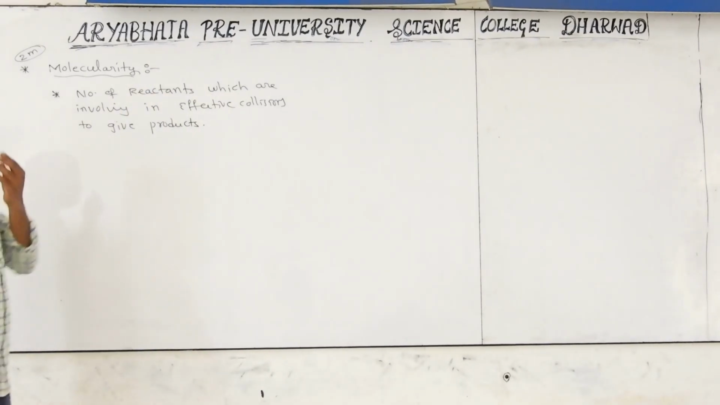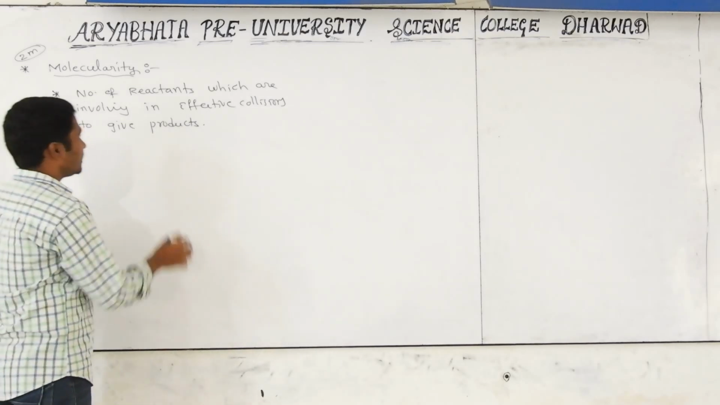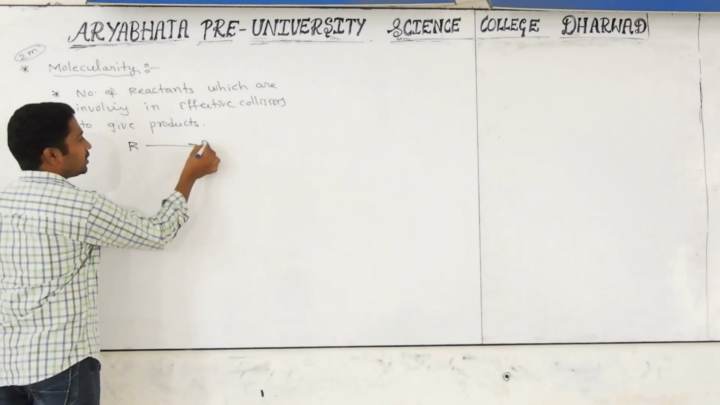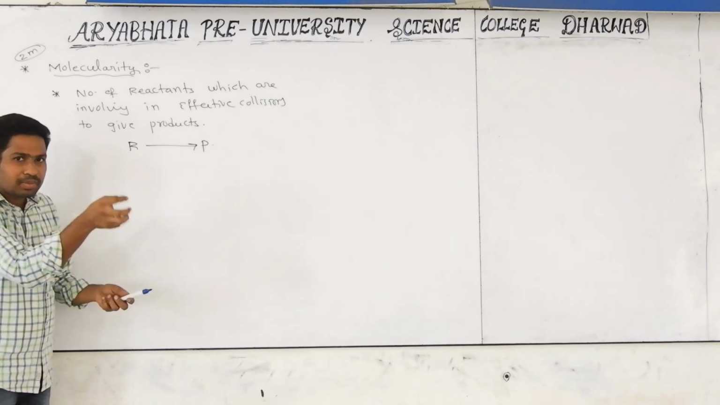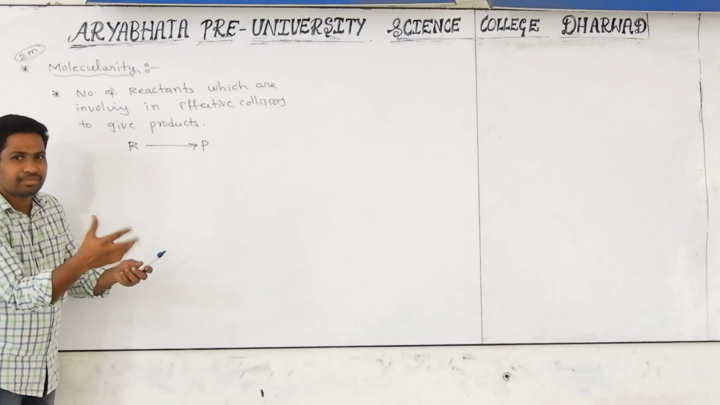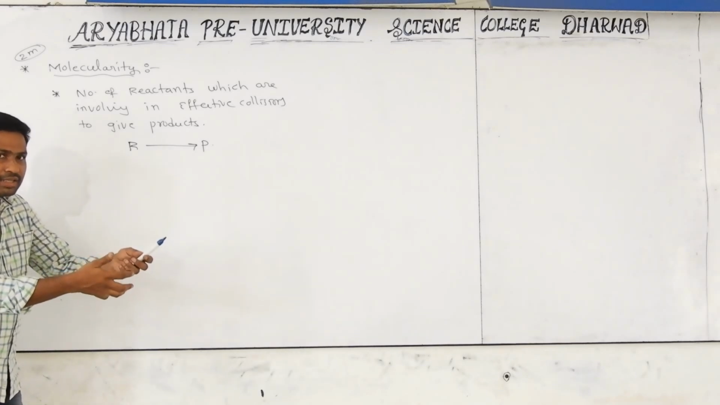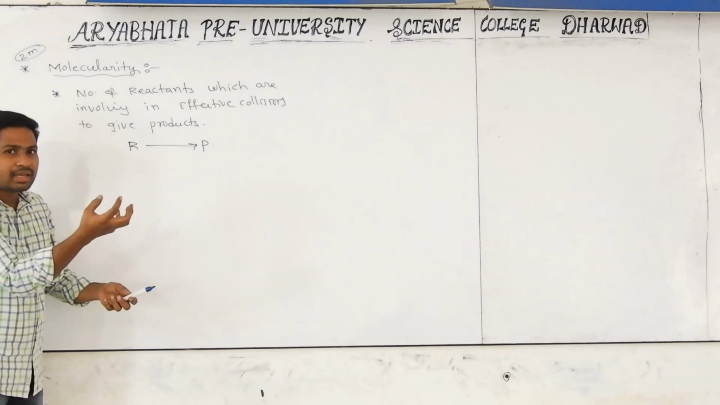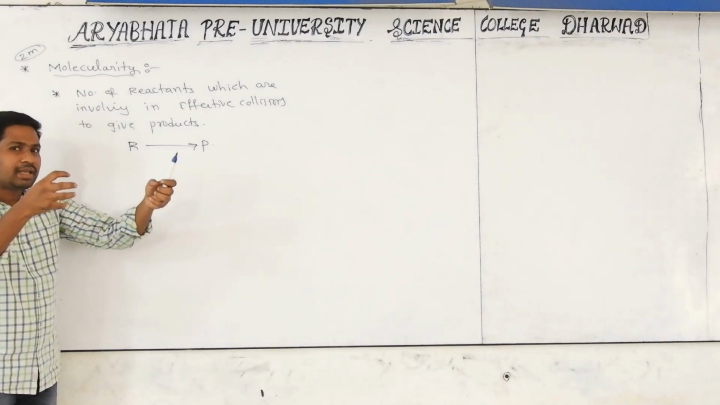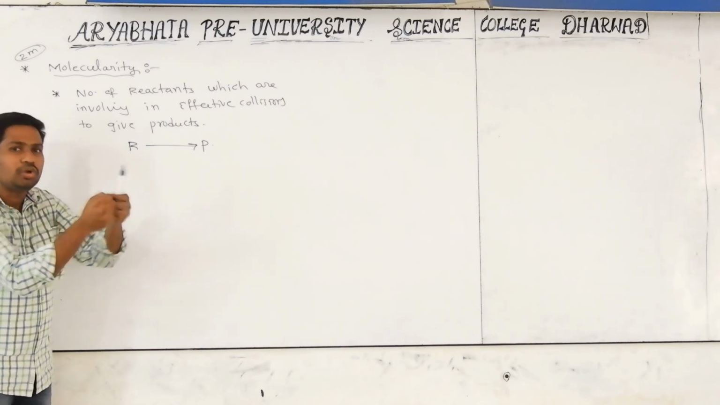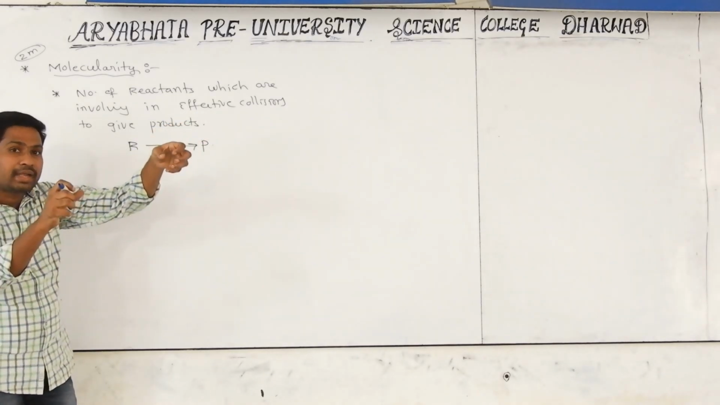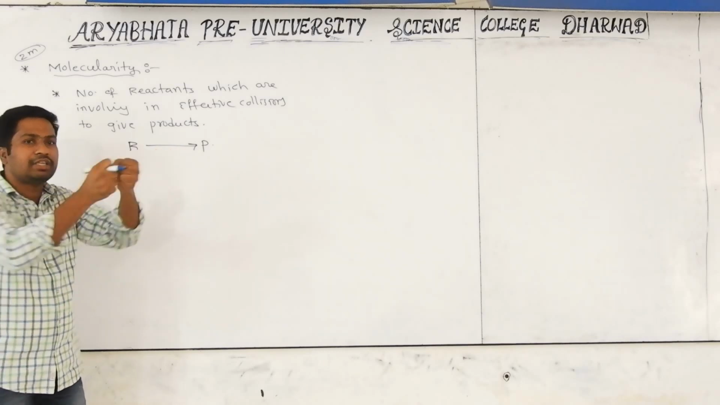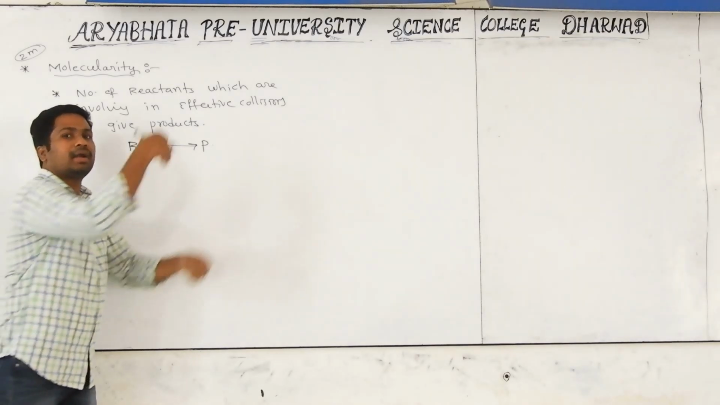What is the meaning of molecularity? The number of reactants which are involved in the effective collisions to give the products. Only one question I am asking: how are reactants converting into products? The reactants will have sufficient energy, no problem. Otherwise, they absorb energy by heating or different factors. By supplying energy, what happens? The kinetic energy of the reacting particles increases. After the kinetic energy increases, the reacting particles get involved in collisions. If those collisions are effective, what happens? If they have more kinetic energy, the reactants collide with high speed, then they break down, recombine and convert into products.